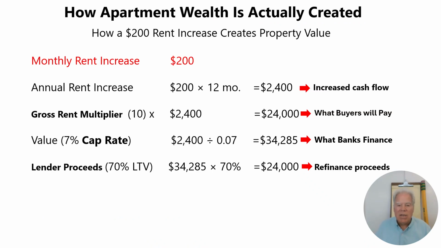This example shows how apartment wealth is often created. Let's say rents increase by $200 per unit. That additional income raises the property's total revenue. Buyers often value apartment buildings using the gross rent multiplier. Banks usually look at the cap rate and the income to determine how much they will finance. As the income increases, the value of the property can increase as well. That higher value can create additional equity and sometimes even refinance proceeds.